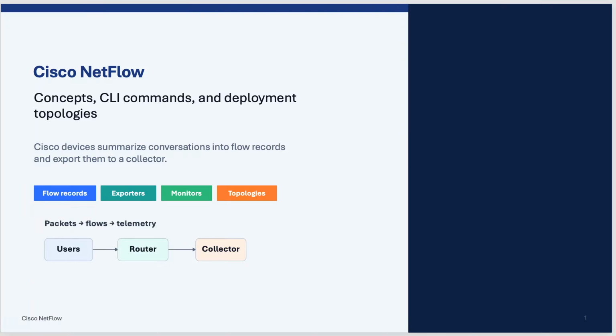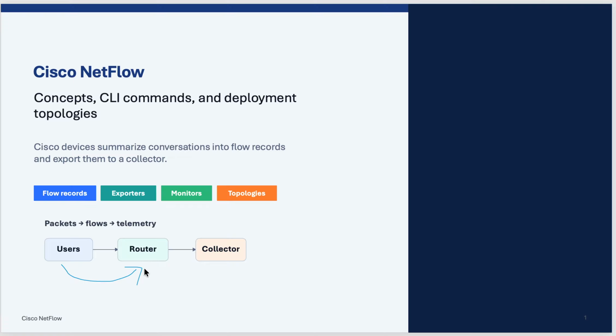All right, let's take a look at the details regarding Cisco NetFlow. So we have flow records, exporters, monitors, and topologies. A typical topology is that the users will make requests through their local router, like their default gateway, and from their default gateway, they can get to assets on ground, on prem, as they say, or in the cloud.